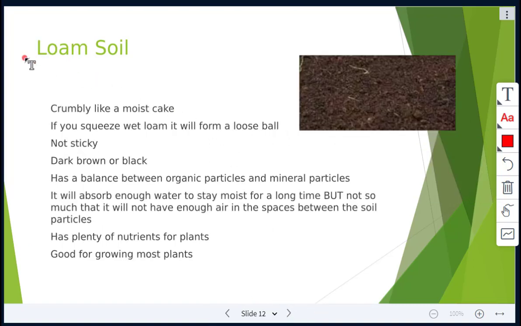And then we have loam soil. It's very crumbly, like a moist cake. If you squeeze wet loam, it will form a loose ball. It's not sticky. It's a dark brown or black color, and it has a balance between organic particles and mineral particles. It absorbs enough water to stay moist for a long time, but not so much that it won't have enough air in the spaces between the soil particles. So this type of soil has plenty of nutrients for plants, and it is very good for growing most plants.